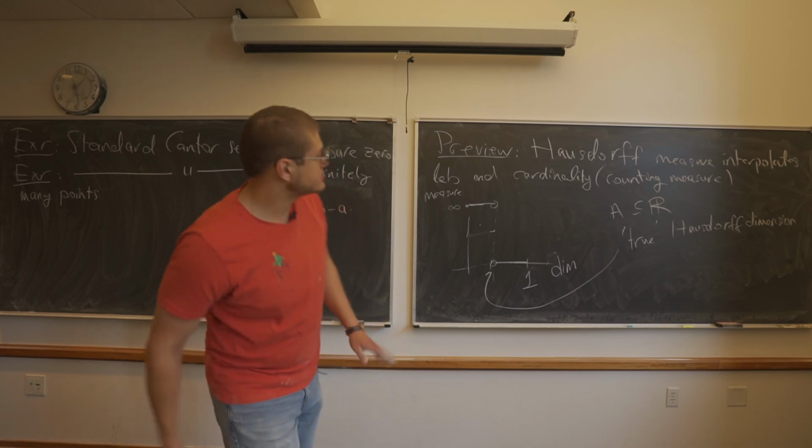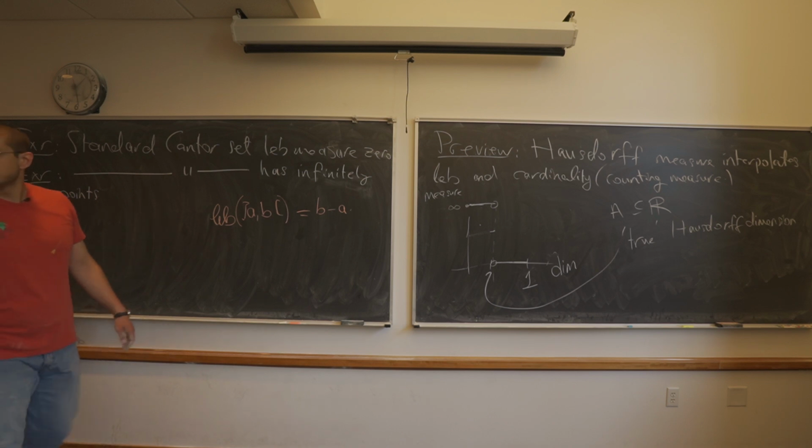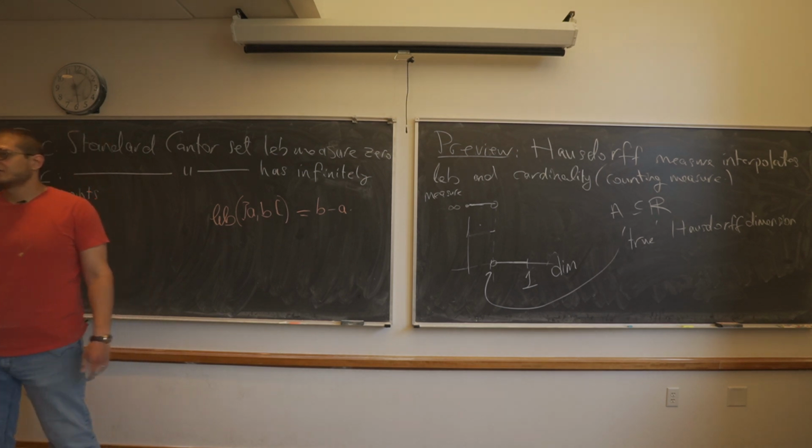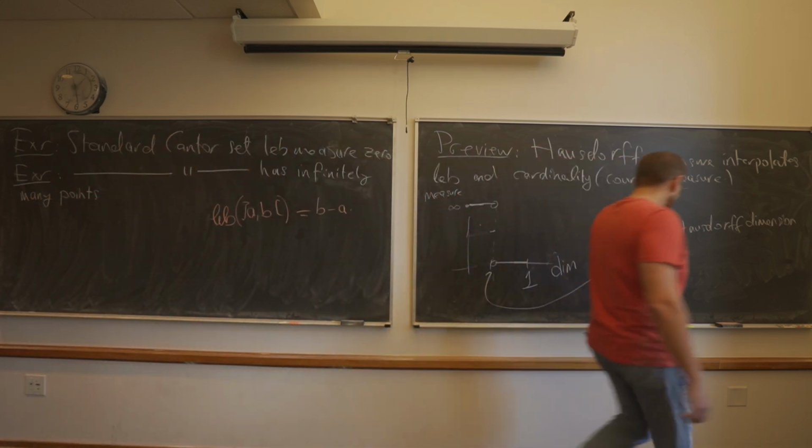Okay. Any questions about these things? Yes? When you use "interpolates" in this context, are you saying that it's in between the Lebesgue measure and the cardinality? You're saying that the value that comes out of the Hausdorff measure is in between? Yeah. I mean, what I'm trying to say is the following.